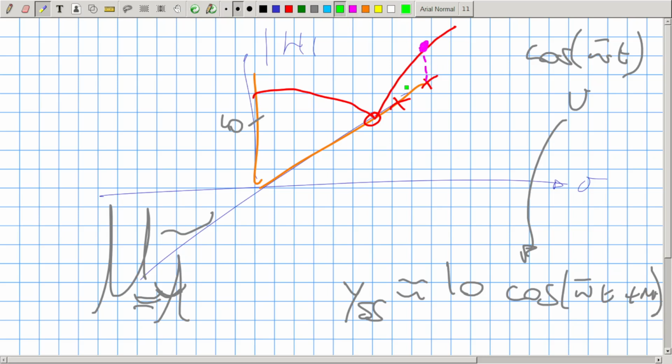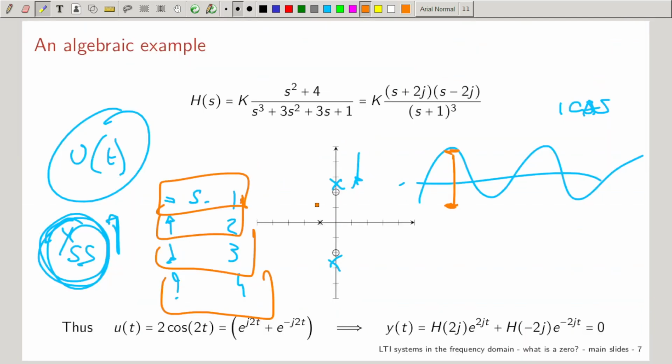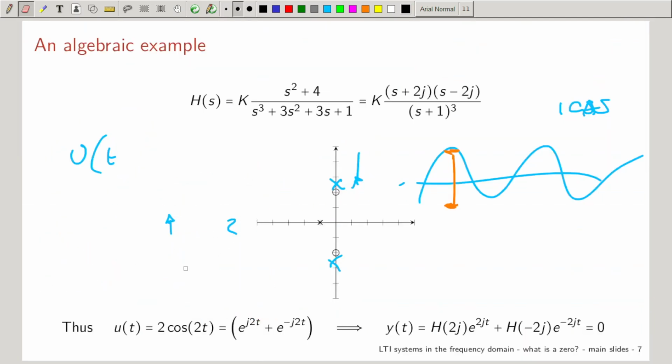First case, second case. True? In the second case, we are getting towards the zero. True? The amplitude is going to become smaller and smaller. True? At the limit, whenever I choose the same frequency, if I inject u of t that is on top of the zeros, what do I get? Zero. Together?